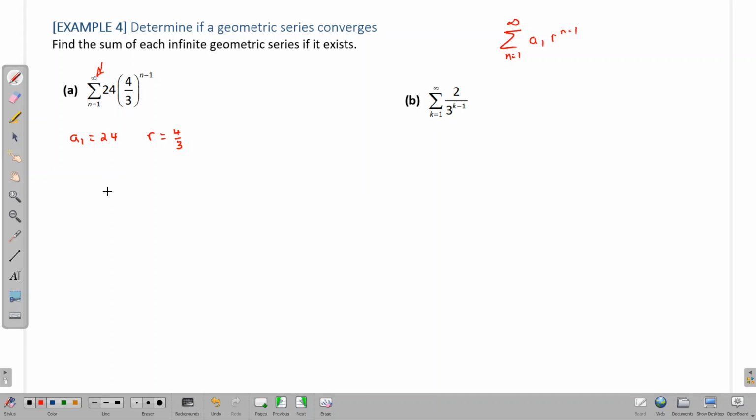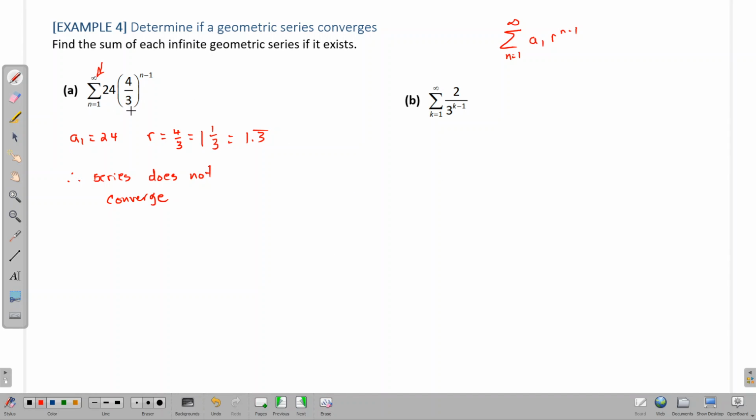Or do we? Always stop. Just because this is a fraction does not mean that it's automatically going to converge. Notice that this is really 1 and 1/3. In other words, it's 1.3 repeating. This r value is too big. So therefore, the series does not converge. So you can't do anything else with that. That's it for that one, right? It doesn't have a sum. It would be infinite if it had one, but it doesn't have one.